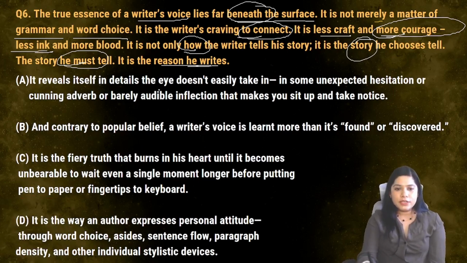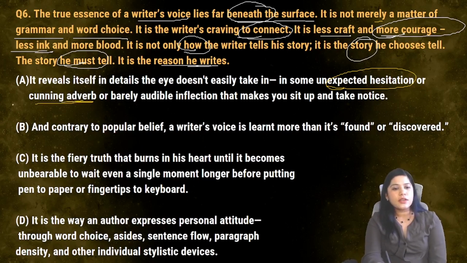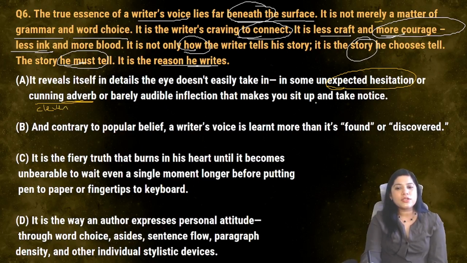It reveals itself in details the eye doesn't easily take in, some unexpected hesitation or cunning adverb or barely audible inflection that makes you sit up and take notice. So we are saying that those details which the author is trying to convey come with unexpected hesitation or cunning, clever adverbs he is using, or a barely audible inflection maybe, that makes you sit up and take notice. Okay, oh, that's what he's trying to say, that's what he's thinking, maybe, isn't it? Maybe. Let's keep it.